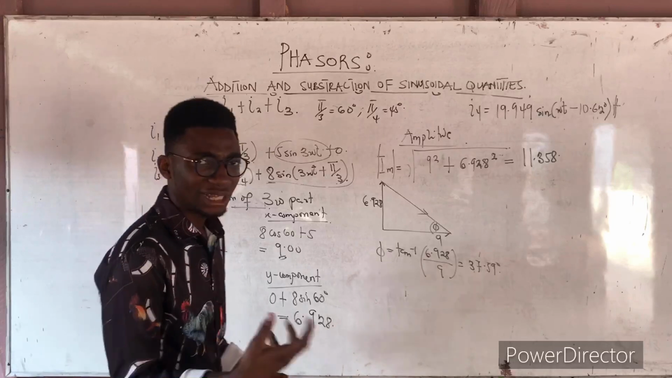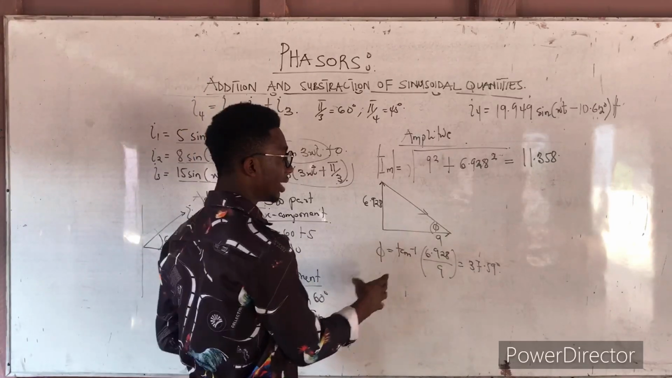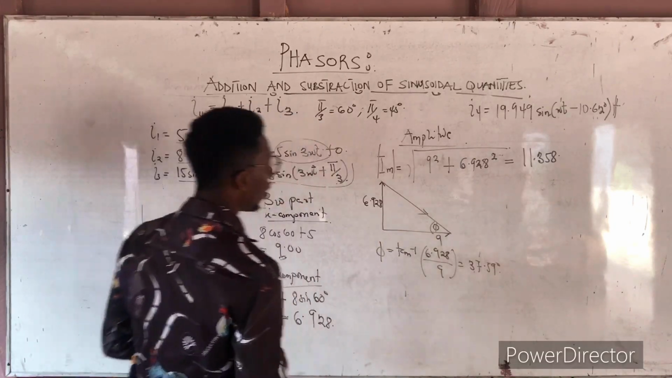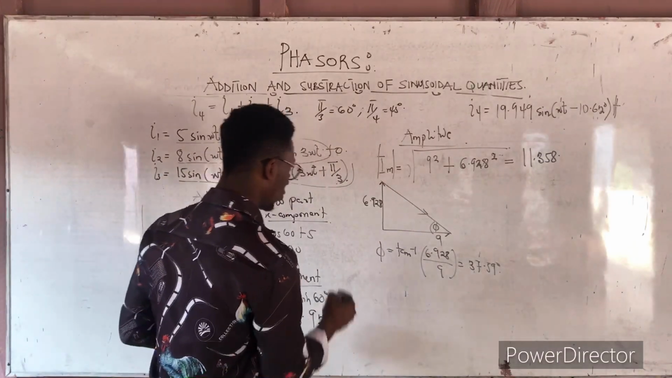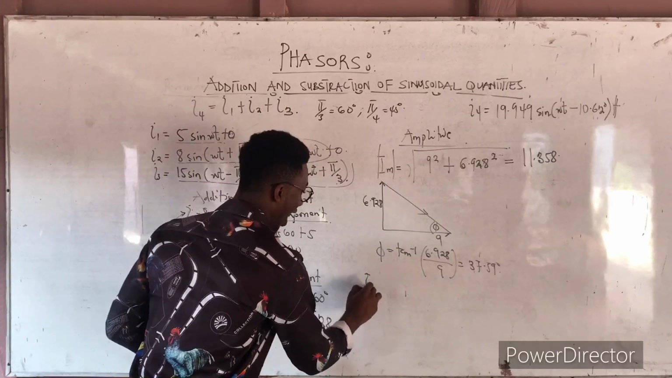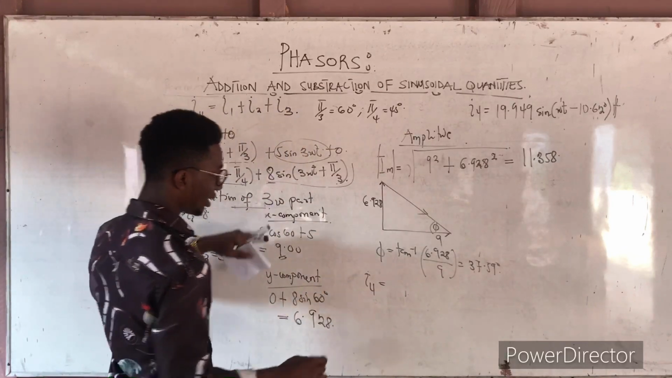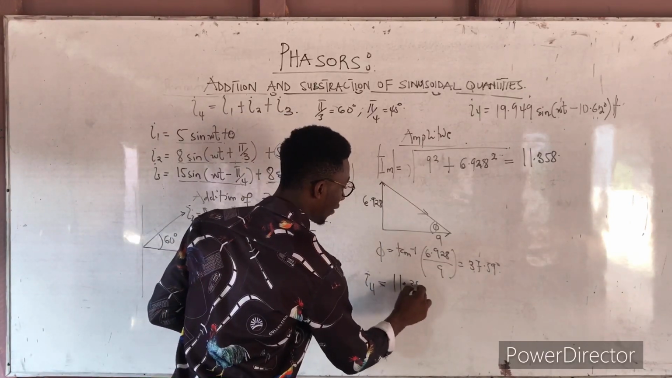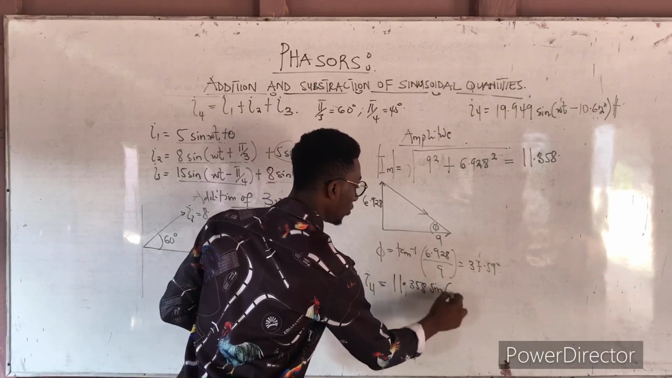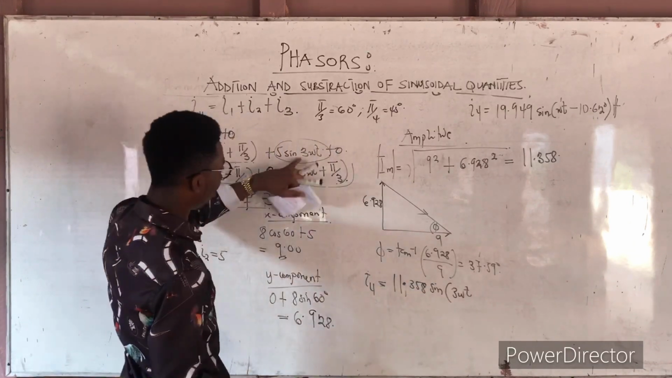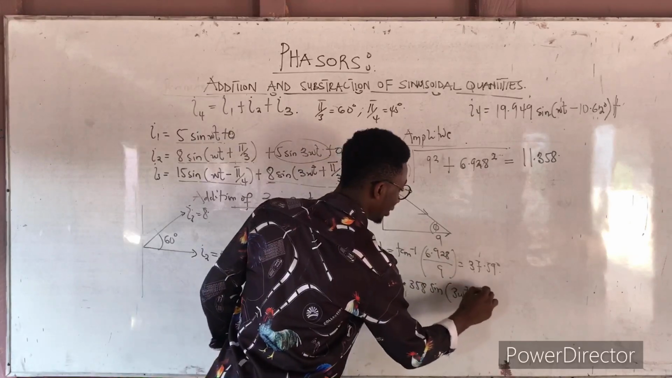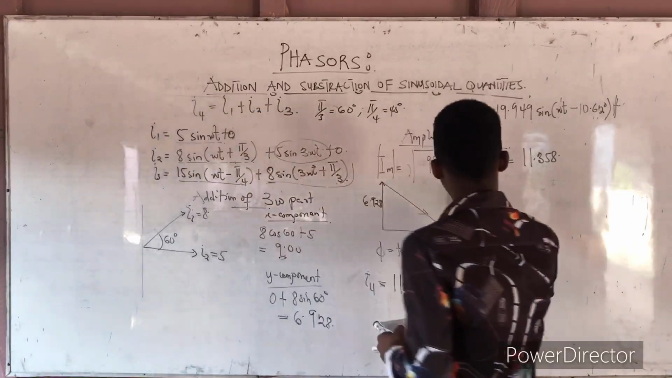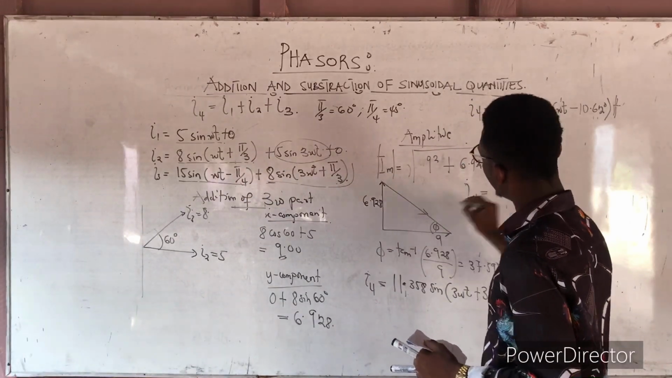So now, this one is leading this. Sometimes when I'm solving these questions, the value of the angle you get will show you that it is either leading or lagging. Okay. Now since you have the angle, we can write this side. The I4 for the 3 omega part now becomes the peak, which is 11.358 sine into bracket 3 omega t, plus 37.59 degrees.